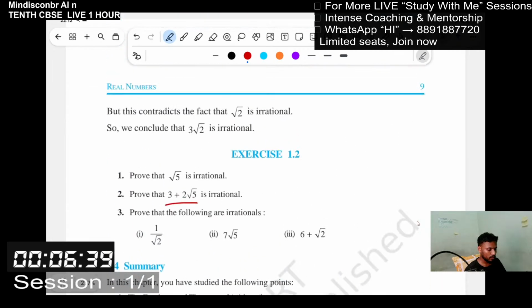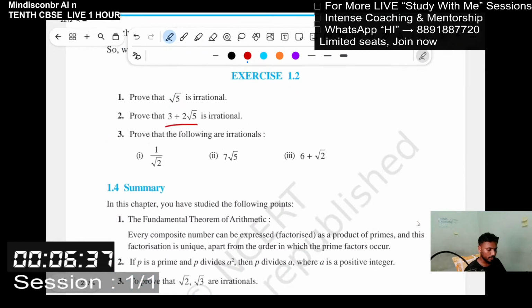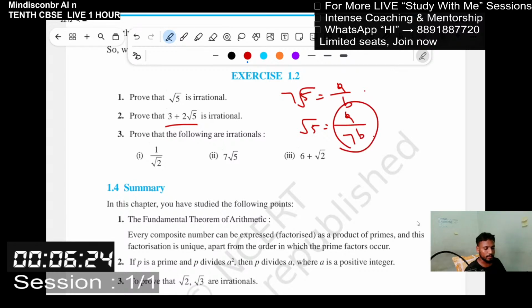Coming to the next question, it's 7 root 5. 7 root 5 also, 7 root 5 is written as a by b. So root 5 is equal to a by 7b. This is also in the same format. You have to write that a by 7b is rational. So root 5 is rational. This contradicts the fact that root 5 is irrational. So our assumption is wrong. So this 7 root 5 is irrational.